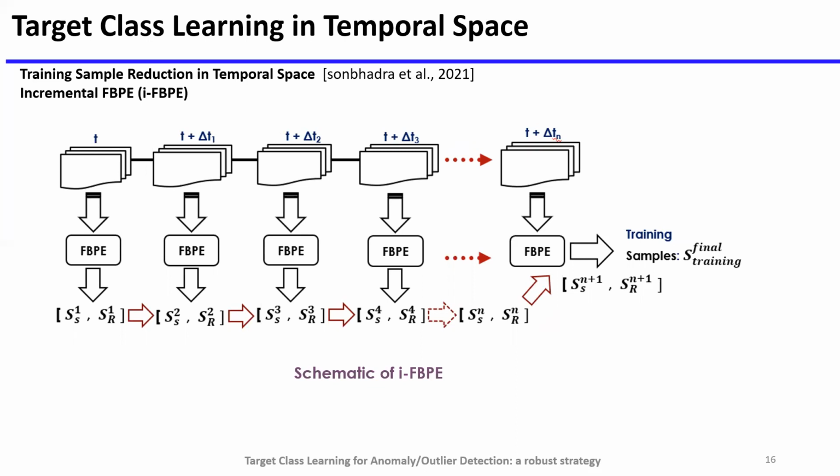So the first phenomenon in the case of the temporal space is sample reduction. As we have already seen, farthest multi-mode estimation was the most promising compared to the other variations of sample reduction techniques. Here the idea is very simple: suppose at time t the first batch of samples is arriving, and at time t plus delta t1 the second batch of samples is arriving. For each step, we basically apply this MBP, the farthest point boundary point estimation algorithm.